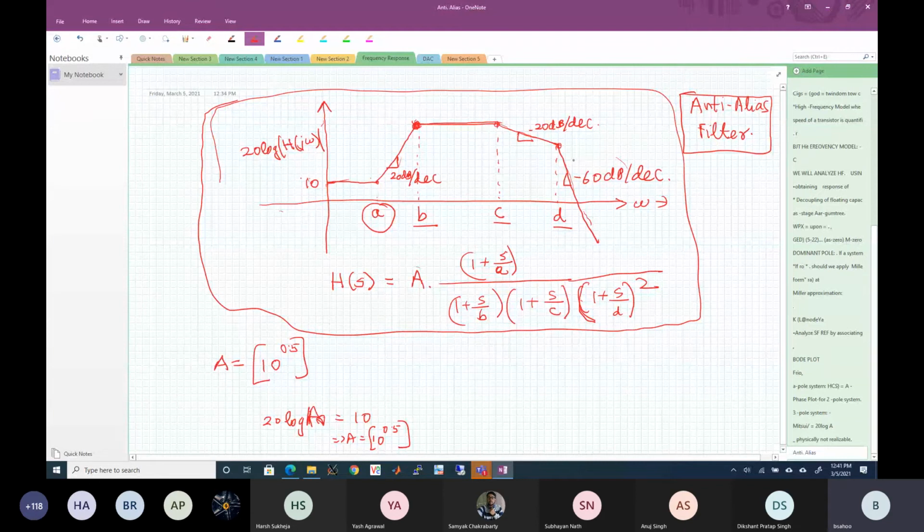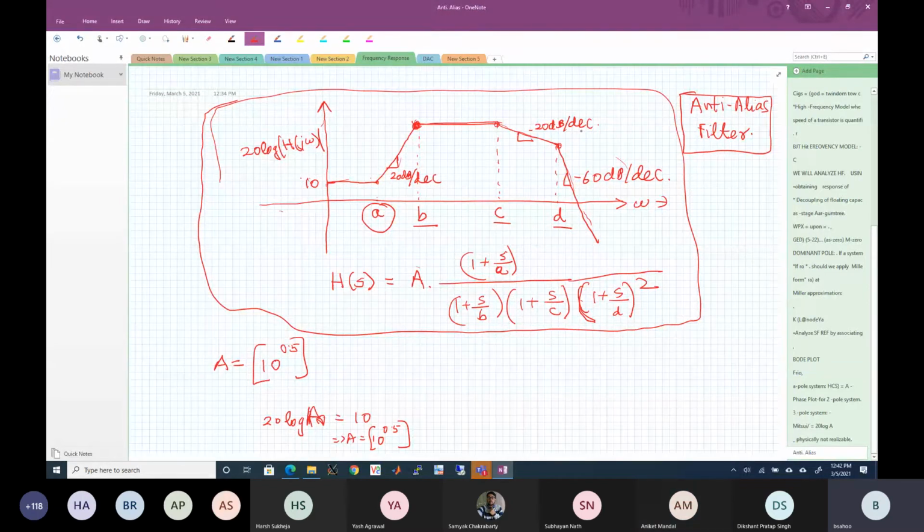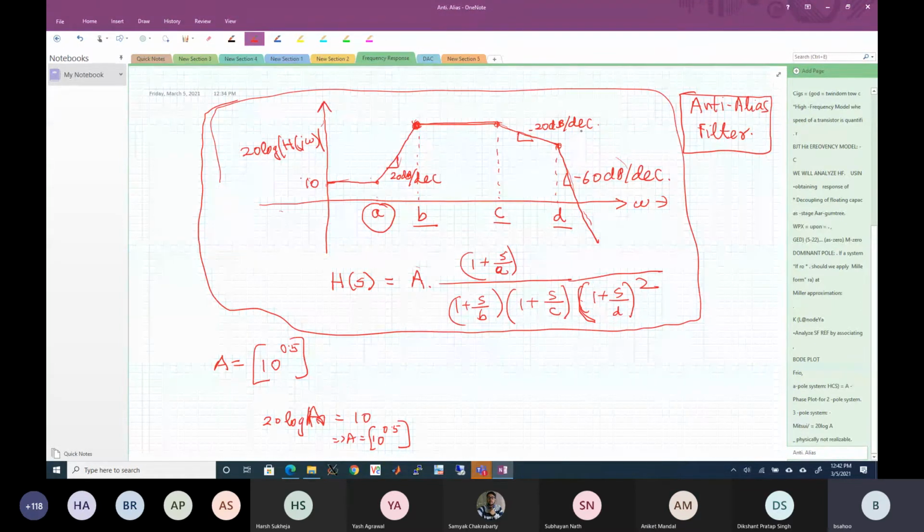Okay, any questions? Okay, so please, can you repeat the anti-aliasing filter? No, an anti-alias filter is nothing but a filter that is used in any analog system, because finally the system that you are using right now is a digital system because it is a computer.